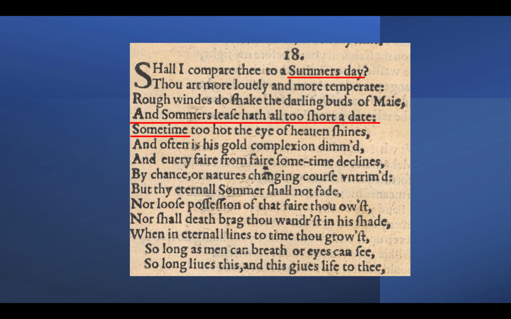Well, he's literally telling you, sometime, some time. He tells you again, just in case you didn't get it before. By thy eternal summer shall not fade. And of course, in the last lines, which is why they're so important, you have 10.